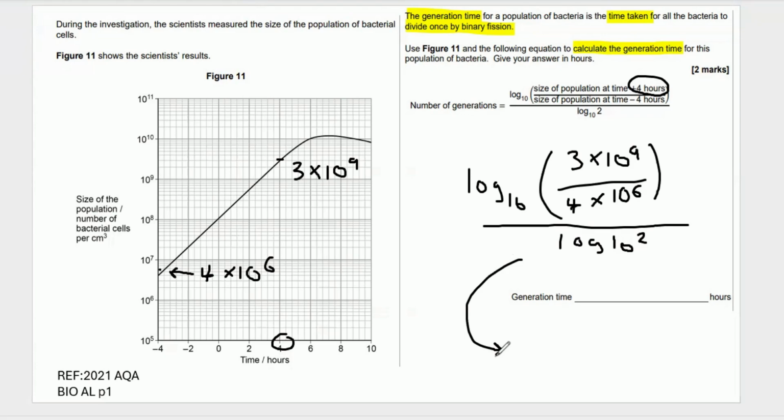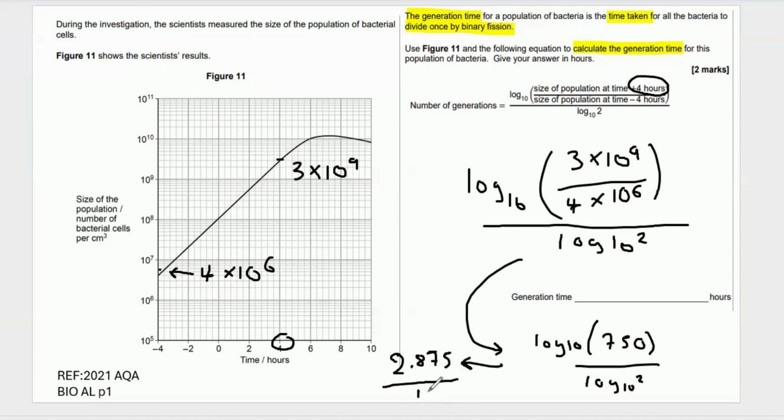Now, if you want to be uber careful, you can do it all separately. So you can do 3 times 10 to the 9 divided by 4 times 10 to the 6. You're going to get 750. So you then put that in brackets. You then just need to press log 750. When you press log in your calculator, a little open bracket comes up. Put 750, press equals, and then you're going to get 2.87. And you still need to divide that by log 2. So just press 2.875, divide by log, and then press 2 and equals, just to show you how to do that. And then you're going to get 9.55. Now, this was the number of generations, and this is our first mark.